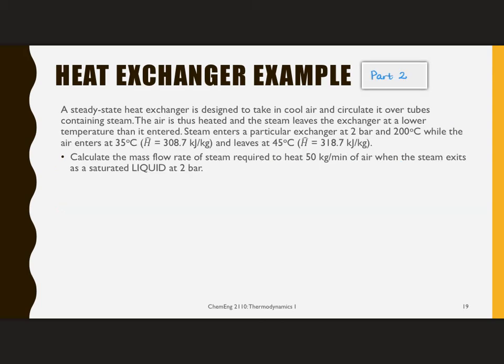Now there's a part 2 of this example. We want to now calculate the mass flow rate of steam required to heat 50 kilograms per minute of air if the steam exits as a saturated liquid at 2 bar. All that's going to do is change the exiting enthalpy of the water or steam. If you look this up for quality of 0, 504.7 is the value I found in the steam tables.